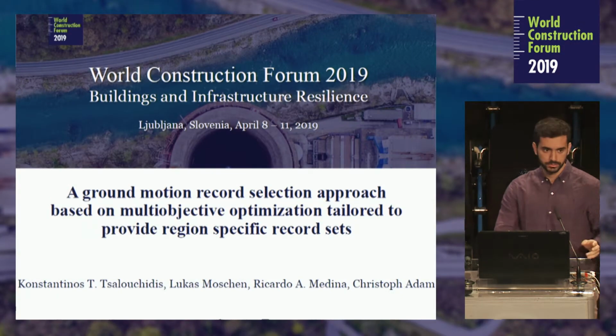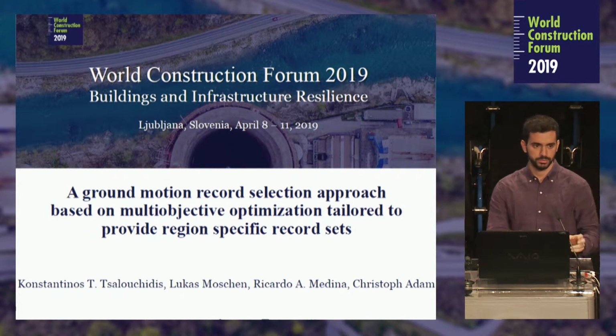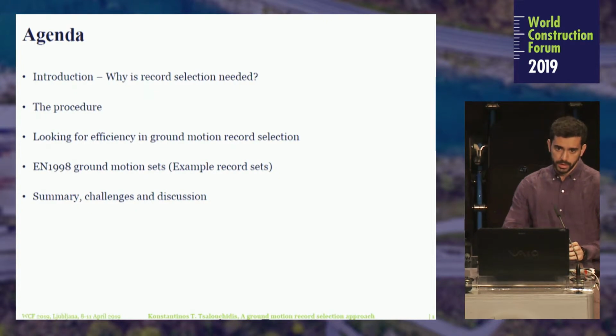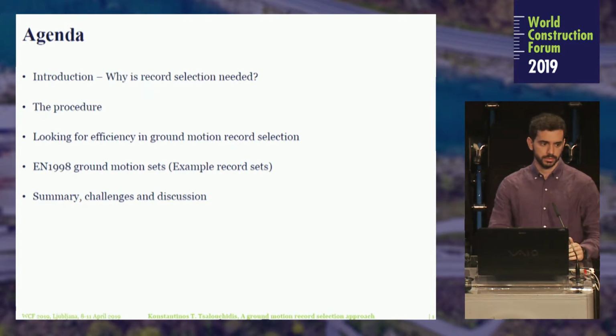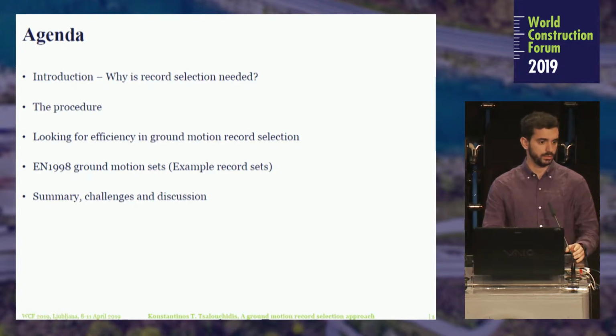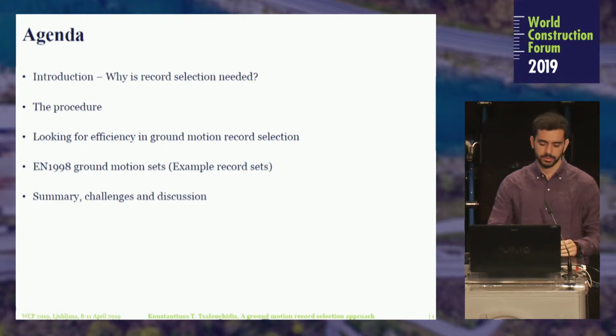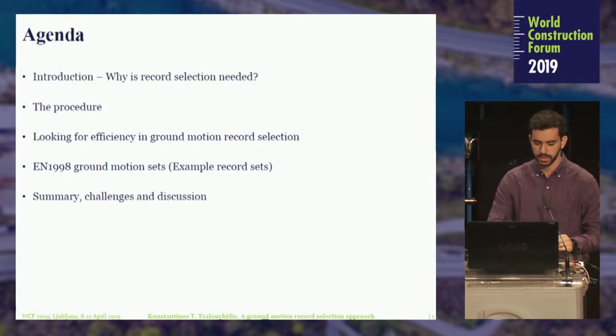I will talk about a ground motion record selection approach based on multi-objective optimization. First, I want to talk about why we need to care about ground motion record selection and what the key parameters are that we need to pay attention to when we select ground motion records. Then I will explain the procedure that I'm proposing and how it works.